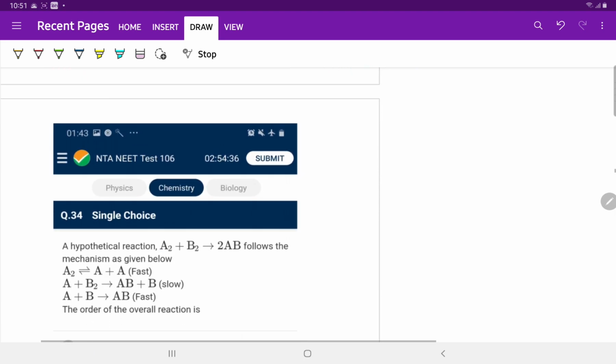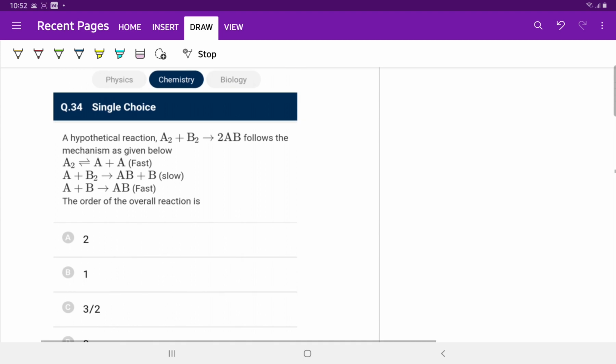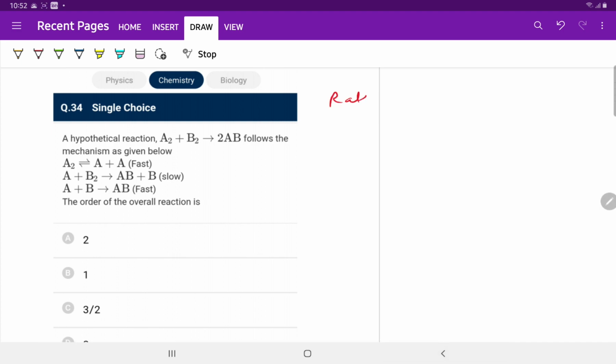We will move to question 34. The order of the overall reaction: the rate of the reaction is equal to K concentration of A and concentration of B2 from the slow step. Kf from equation 1: Kf forward A2 is equal to K of backward A square.